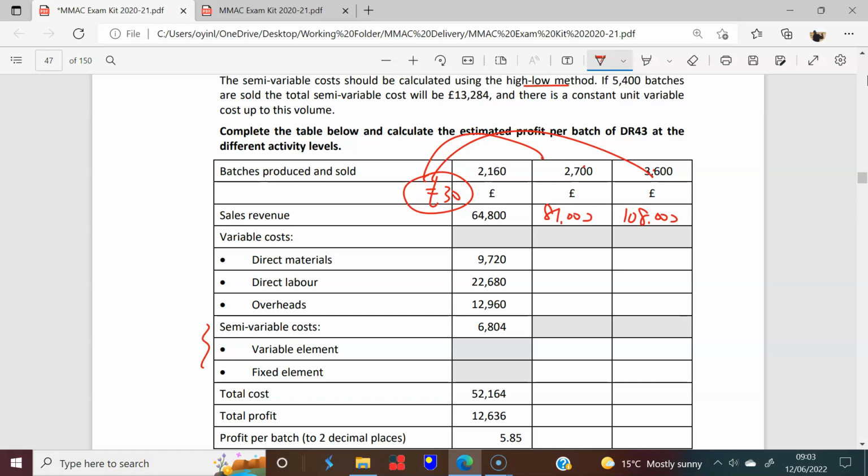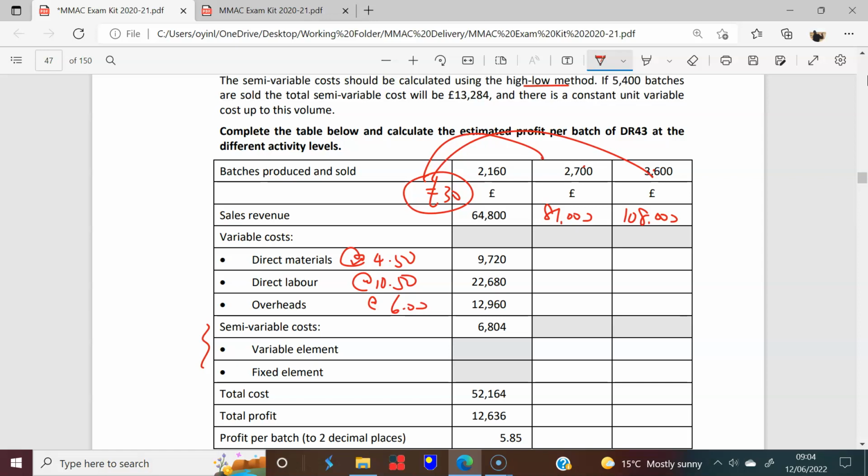Okay, great. And then I can do the same for variable costs, right? I have 9,720 divided by 2,160, and that's 4.5. That's £4.50 per unit. I can do the same for labor. That's 22,680 divided by 2,160, and that's £10.50. And I can do exactly the same thing here. 12,960 divided by 2,160 is £6. So I can translate these into this.